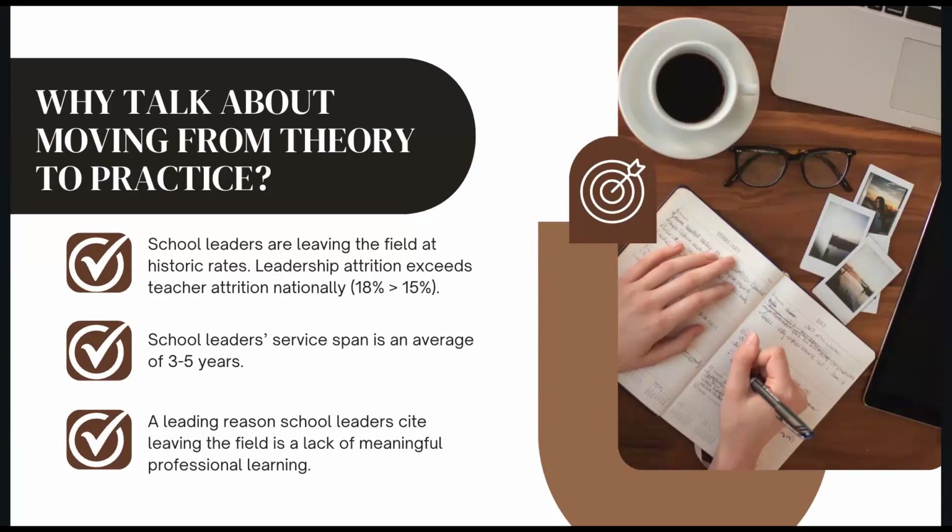The time management, what does instructional leadership look like versus organizational leadership? So looking at what the research says, we know that currently our school leaders are leaving the field at historic rates, and that leadership attrition actually exceeds teacher attrition nationally. We're sitting at about 18% nationally on leadership attrition versus about 15% for teacher attrition. And the other grim number that goes along with that is looking at the lifespan, so to speak, of a school leader, which is an average of 3 to 5 years.